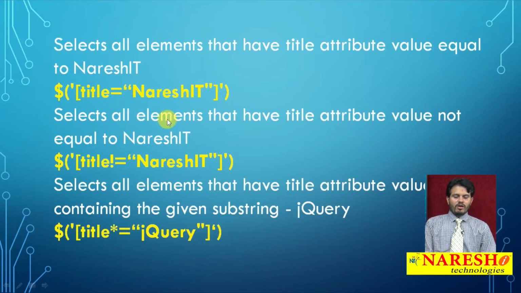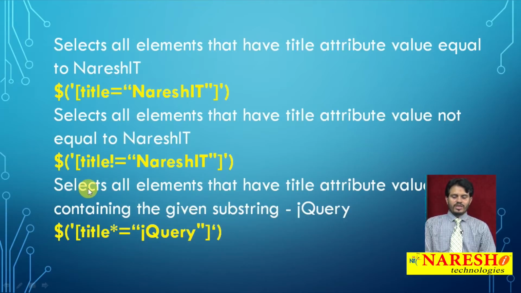The second one is: select all elements that have a title attribute value not equal to Naresh IT. It means the element has the attribute title but the value does not match Naresh IT; the value may be something else. So it looks only for those elements which don't have the value Naresh IT for the title attribute. So how will you use it? In $(), in a square bracket, title, the not equal operator, and in quotation marks the value Naresh IT. Whichever element's title attribute doesn't have the value Naresh IT, that element will be selected.